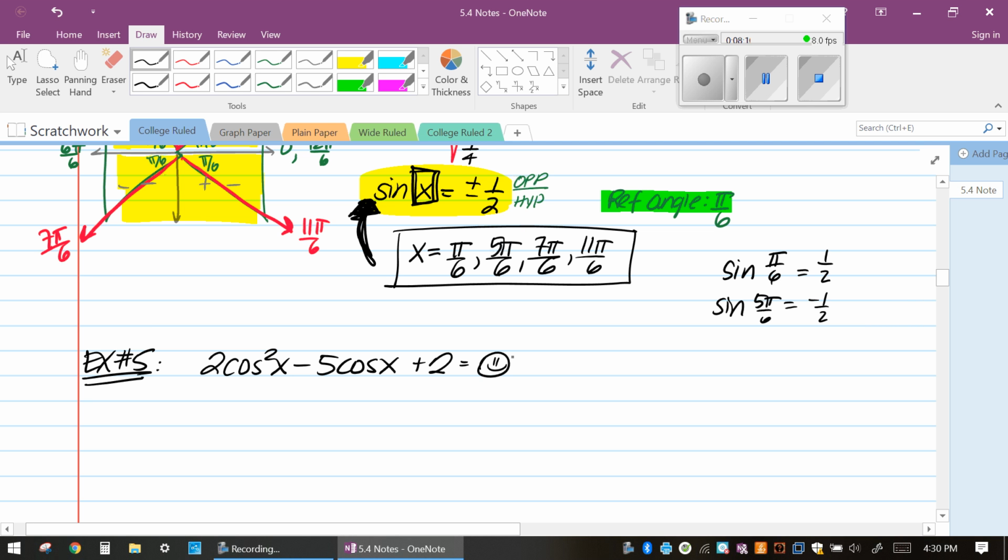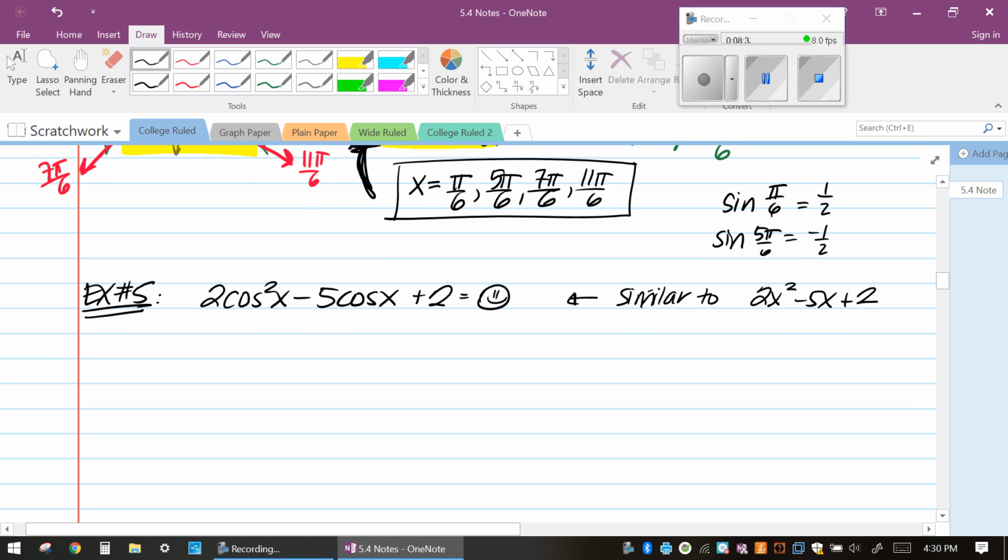Okay, for the first time we have a quadratic trinomial. There is a linear term. This is similar to 2x squared minus 5x plus 2. Because it's a quadratic trinomial, you have to factor it. So we need to find 2 numbers that multiply to positive 4 but add to negative 5.